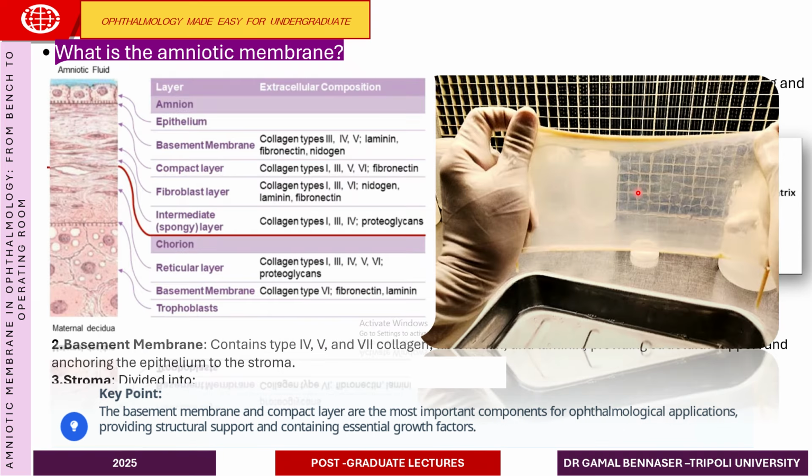So as I said, it is made up of different collagen fibers, different growth factors. You can see that type 3 collagen is predominant in all of the layers. So this is in brief the meaning of amniotic membrane and the components of the amniotic membrane.